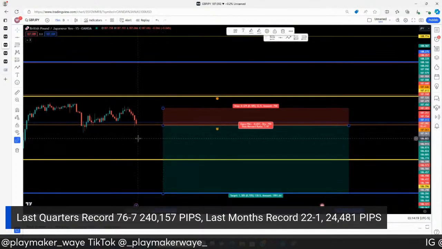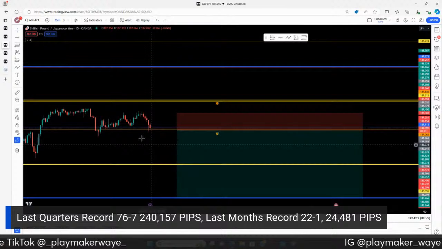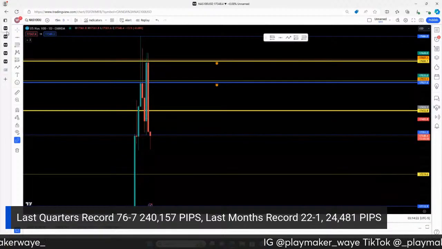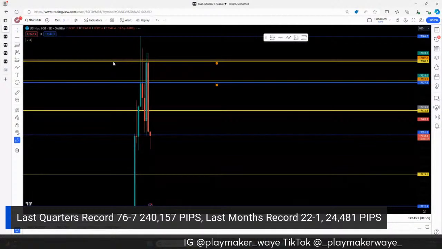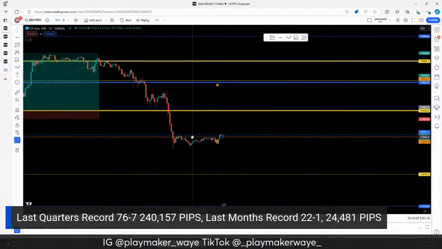We got a new 15 about to pop up in a little bit. So again, like I said, depending on what price does with the news today, we could see a reversal come into play.